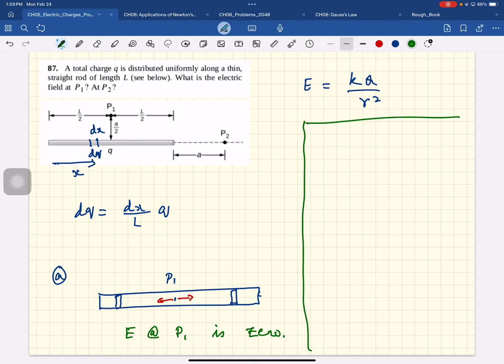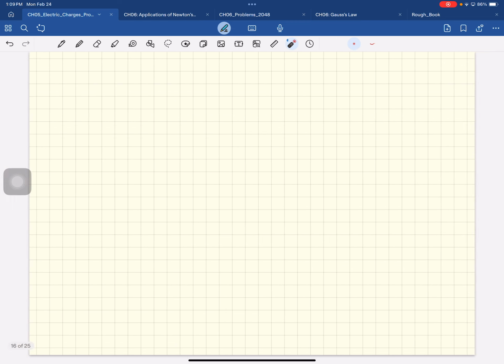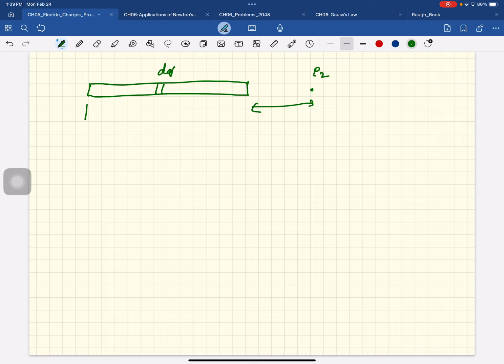Now at P2, it's a little harder. So now we're going to find the electric field at P2. If you break this up, the fields no longer cancel, because for each little charge the distance changes. So you have to do an integral, summing all of those contributions. We'll call this charge dq, and at P2, this distance is A.